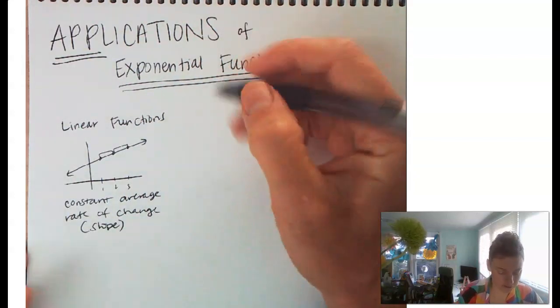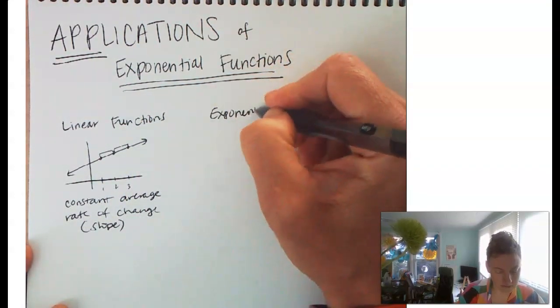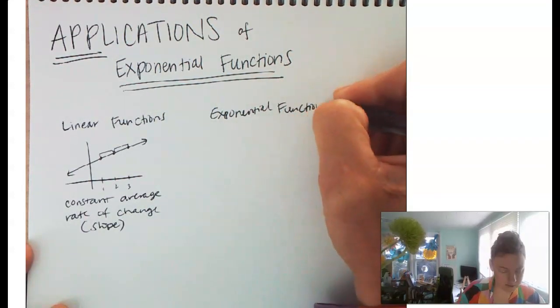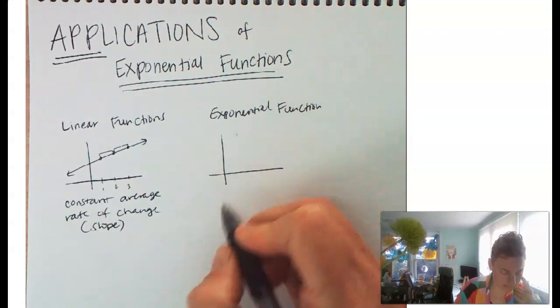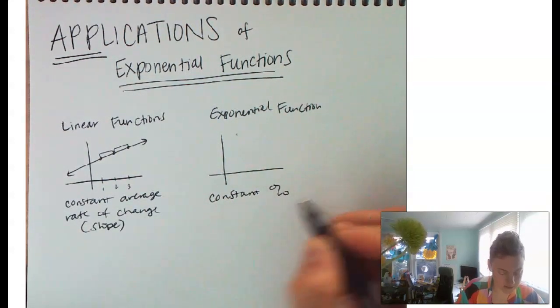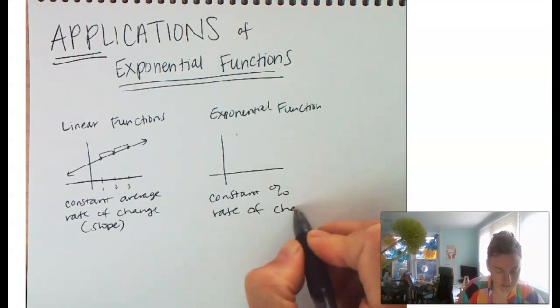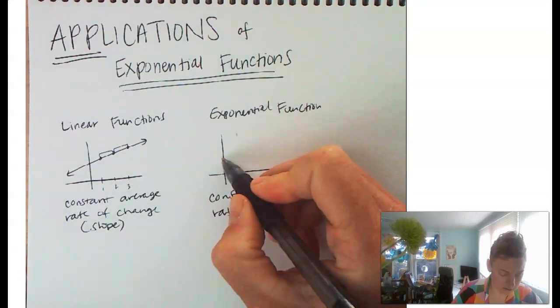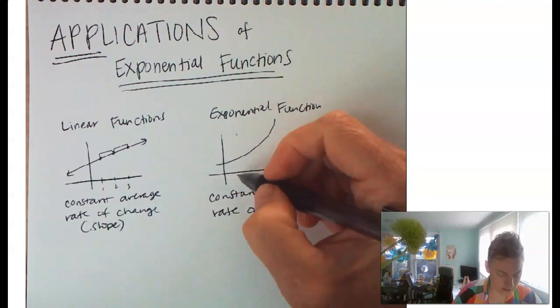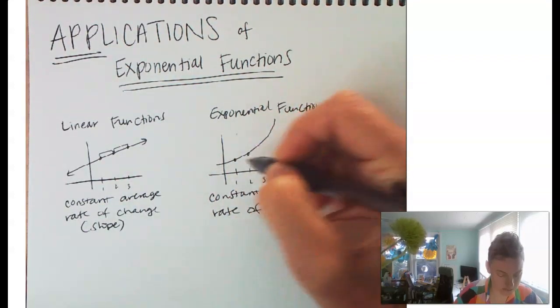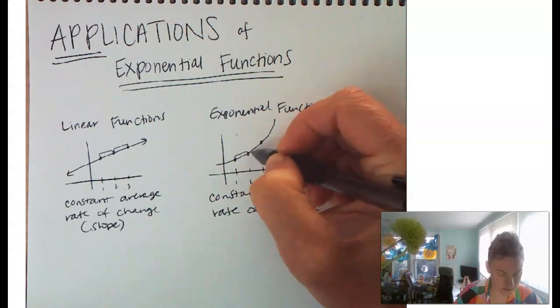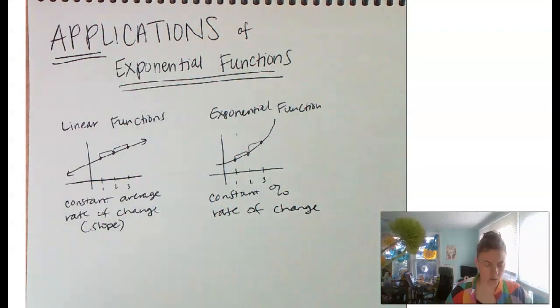An exponential function, on the other hand, has a constant percentage change. Constant percentage rate of change. So if we did the percent change between these points here, they would be the same. Okay, cool. So we have exponential functions that grow and exponential functions that decay.